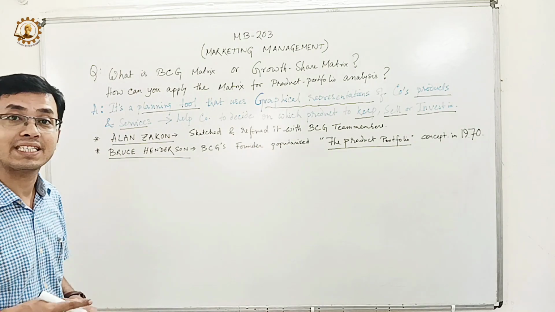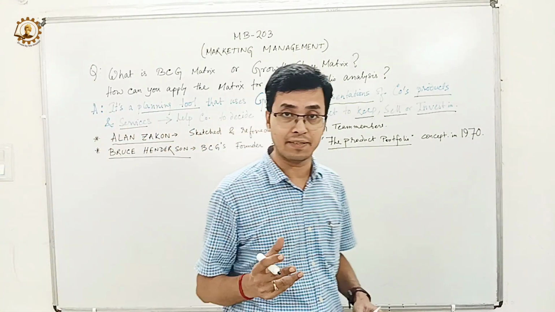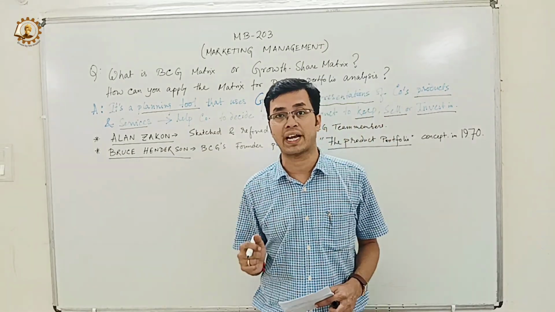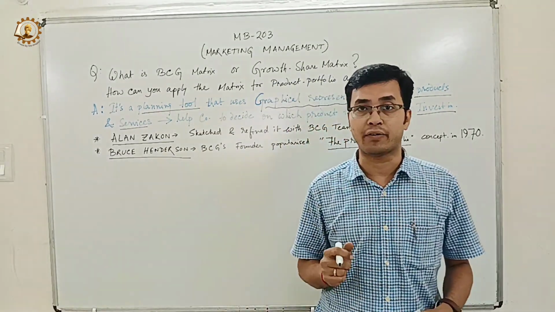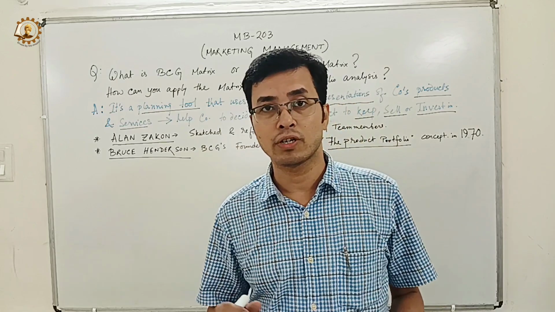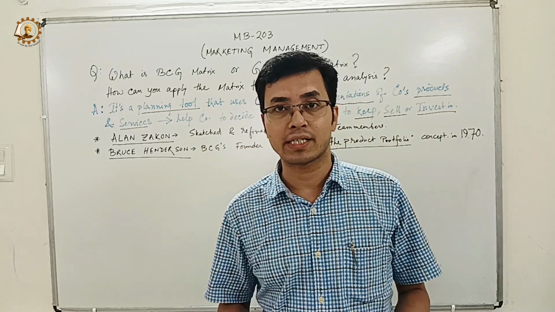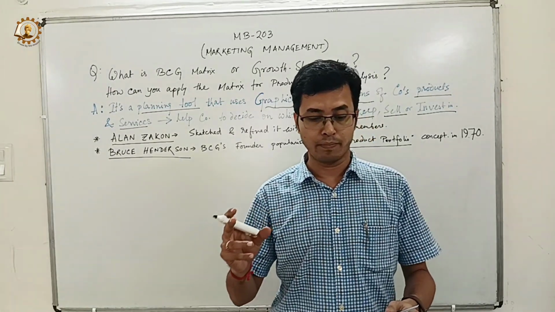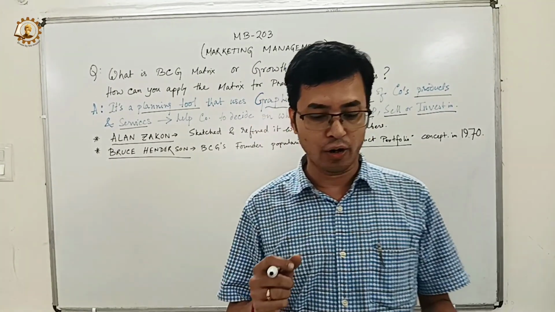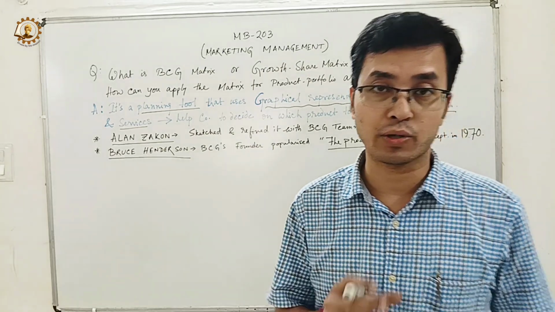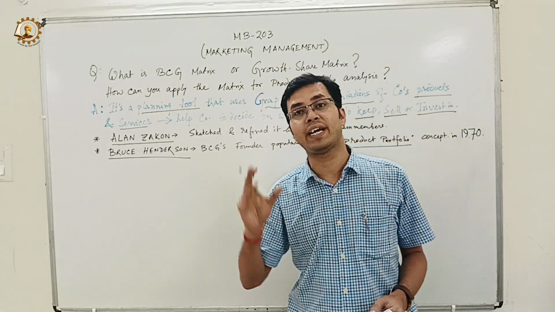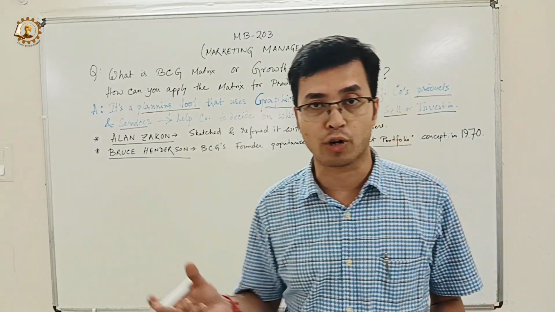Now we have to understand the other names of BCG. BCG matrix is also called Boston Consulting Group matrix, growth share matrix, Boston box, product portfolio matrix, BCG analysis, and also Boston matrix. So there are so many names BCG has, and the question can come in different directions. Like they can ask what is Boston box as well.